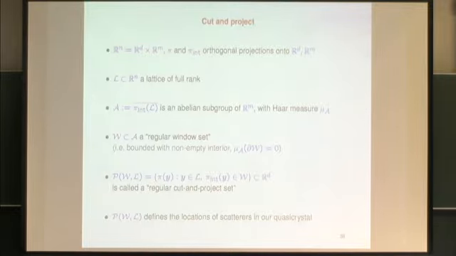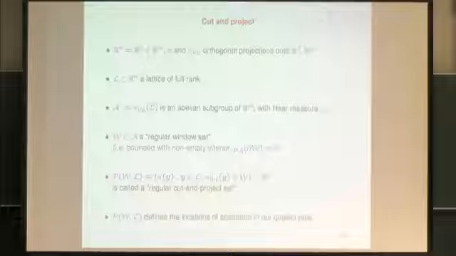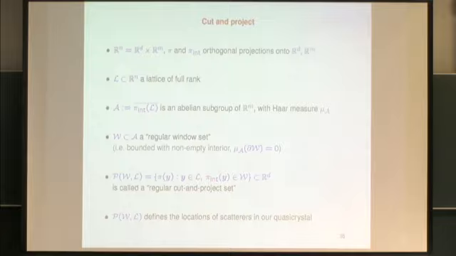And if we have such a construction, so I've written it down here. You basically define W to be a window set in your internal, your auxiliary space, R^m here, and then you take all lattice points, y in L, that project into this window set, okay? And you take all those lattice points and you project them onto your physical space R^d. This is called a cut and project set.